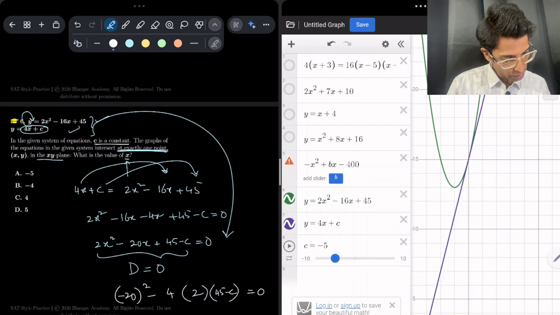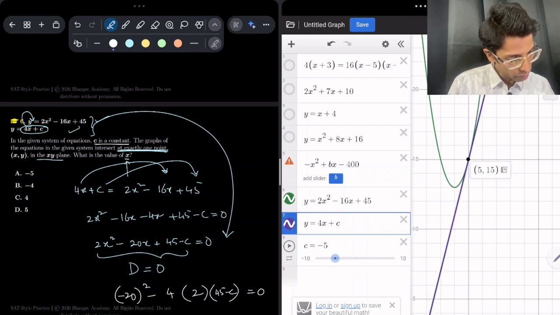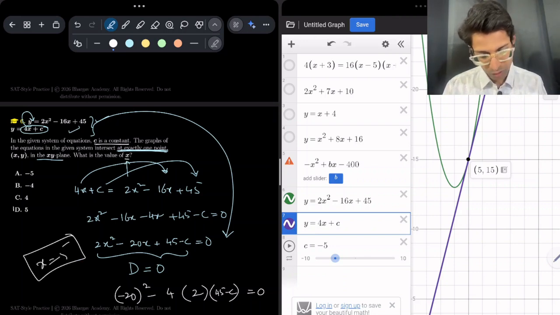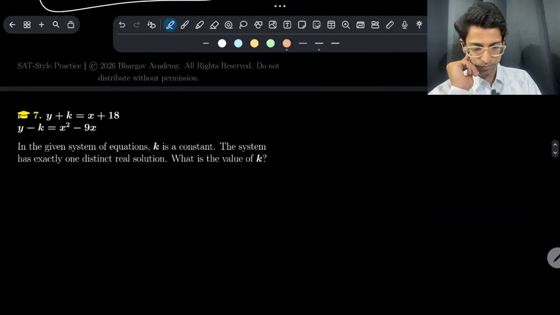Because I have solved it algebraically, I know the answer should be at minus 5, and exactly at minus 5, the x value is coming out to be 5. So that is the answer, x equal to 5. So I have used the combination of both to solve the answer. Okay, let's go to the next problem.